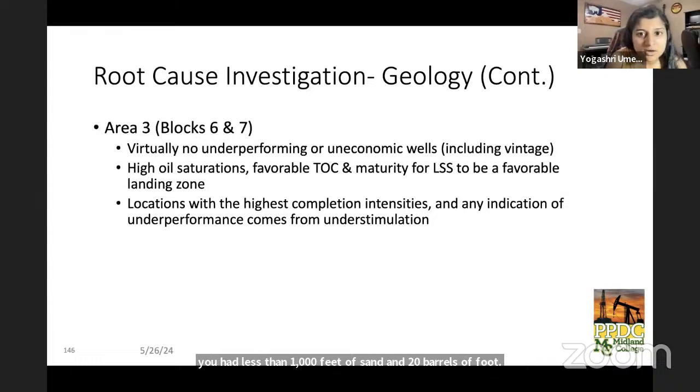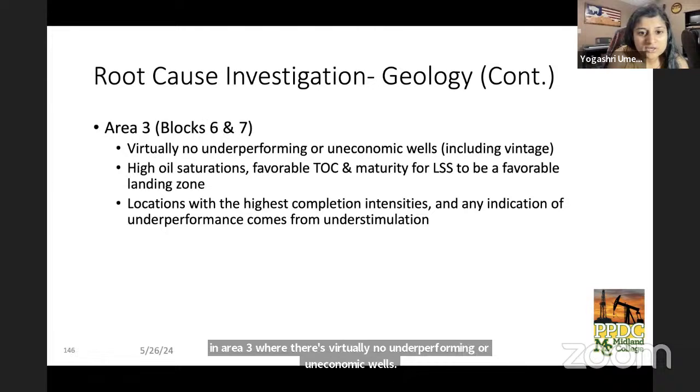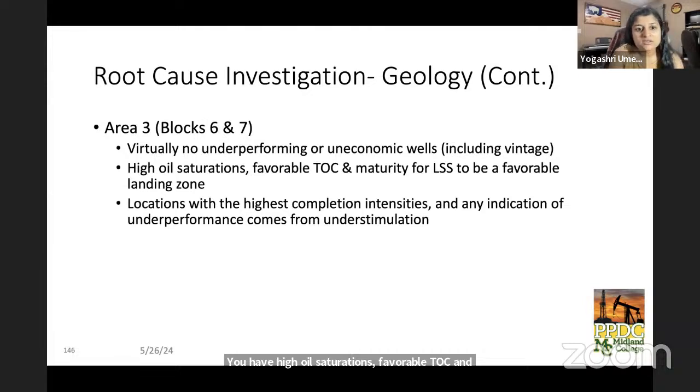Then we looked at root cause investigation or geology in Area 3, where there's virtually no underperforming or uneconomic wells. You have high oil saturations, favorable TOC and maturity for Lower Sprayberry to be a favorable landing zone. And then you have locations with the highest completion intensities, and any indication of underperformance comes from understimulation.